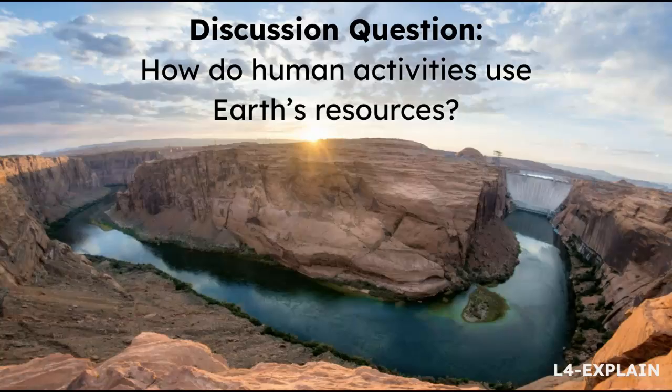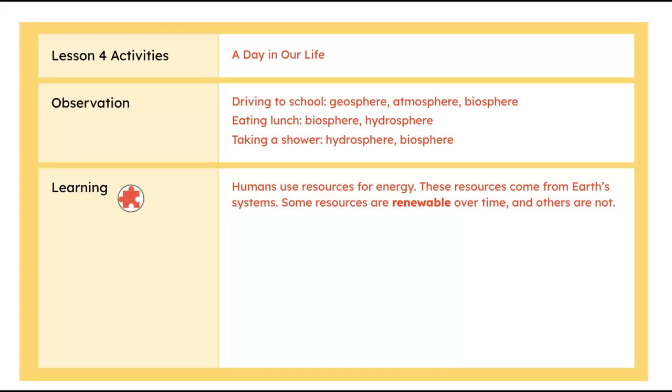For the Explain portion, you'll invite students to share the information they wrote down on their A Day in Our Life student journal page. You'll use the provided questions to guide your discussion around the question, how do human activities use Earth's resources? The goal of this class discussion is to figure out the different resources from Earth that humans use for their daily activities. You'll use the discussion to create the Lesson 4 summary chart.